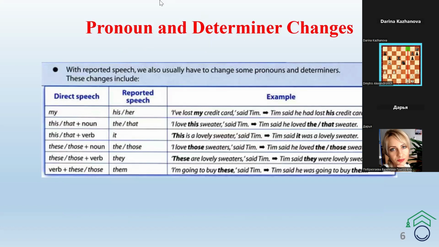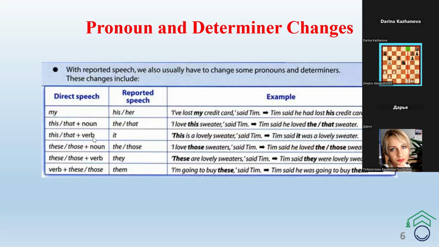Pronoun and determiner changes, yeah? We change my into his or her. I've lost my credit card. Tim said he had lost his credit card. This, that plus noun, switch to the or that. I love this sweater, said Tim. Tim said he loved the sweater or that sweater.